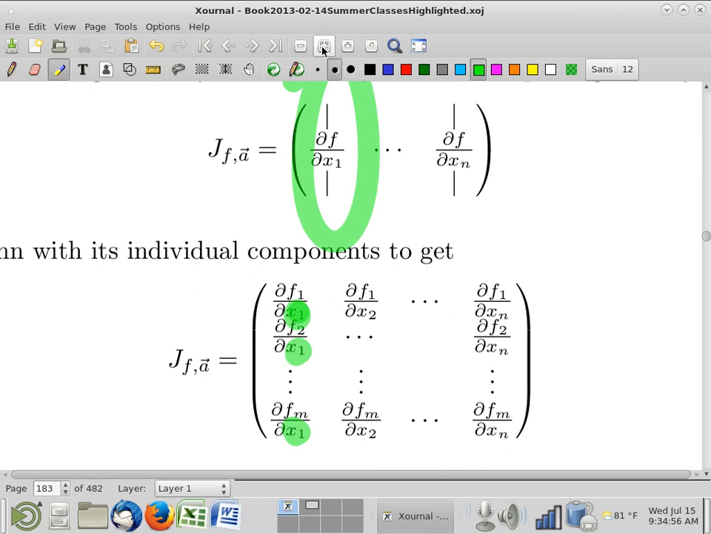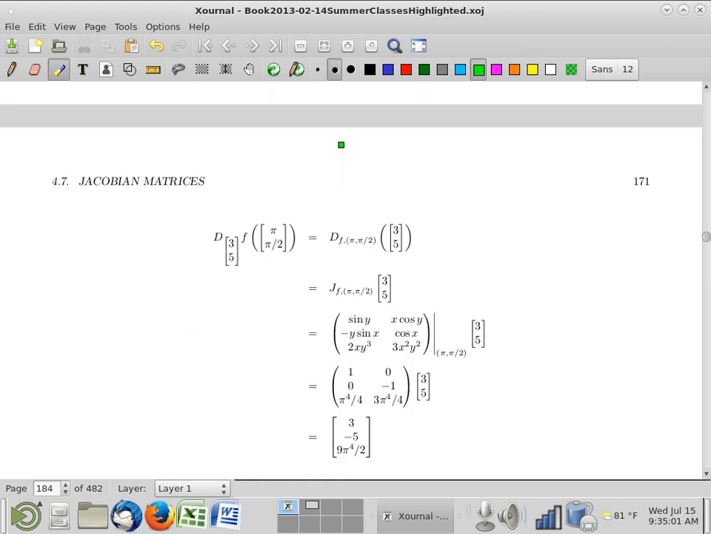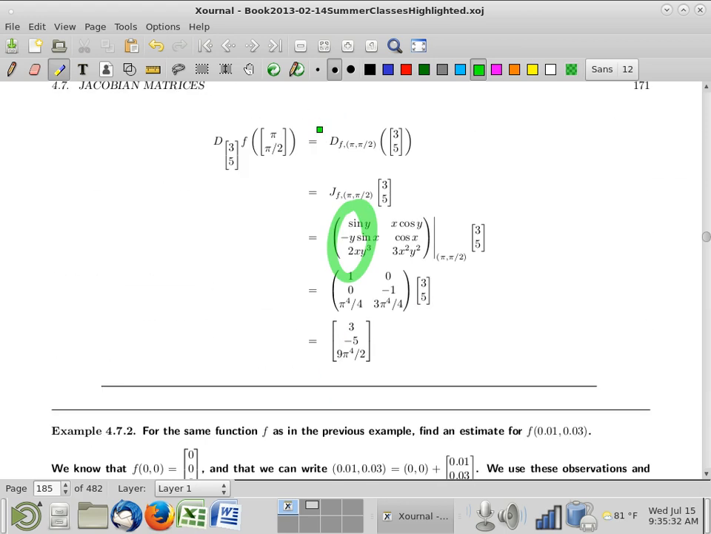Okay, so let's do it. So let's compute this first column of the Jacobian matrix. The first column is obtained by taking the partials with respect to the first input variable. So in this case, then, we just want to take these three components and take the partials with respect to x. That's easy. Sine y. Let's see here. Negative y sine x and 2xy cubed. Easy partial derivatives. There you go.